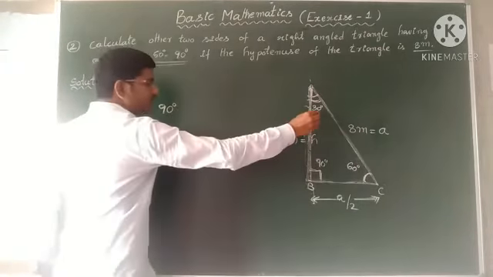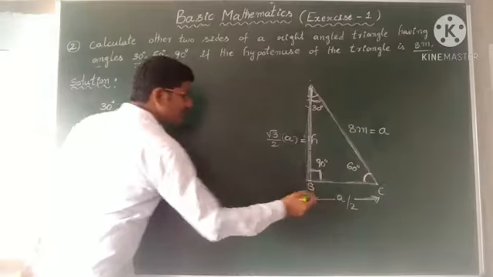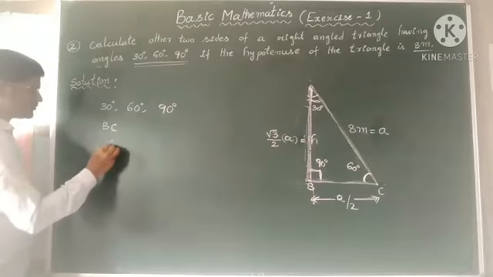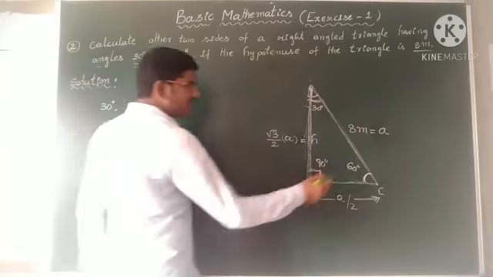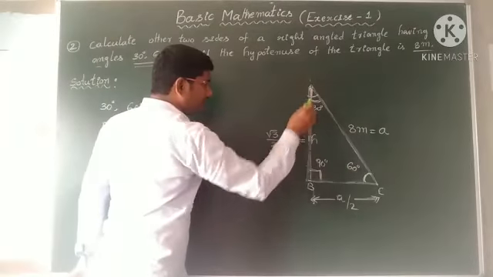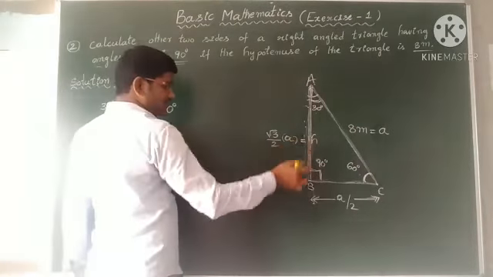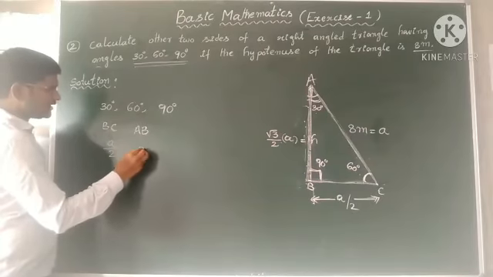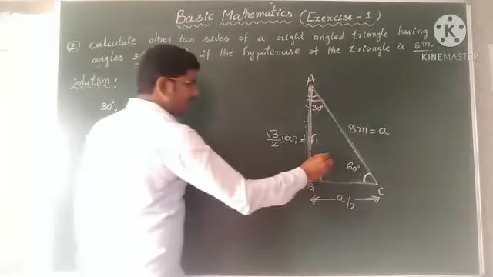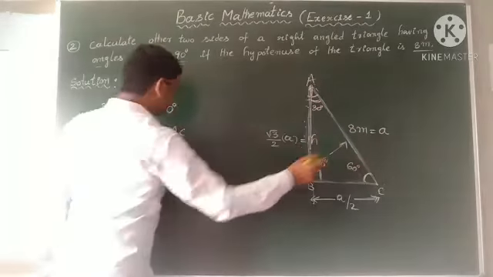Okay students. Now the side opposite to 30 degrees is called BC. The side opposite to 30 degrees, its length is BC. And this BC length is how much students? A by 2. BC length is A by 2. And the side opposite to 60 degrees is H. That H value is equal to root 3 by 2 into A. This is called AB. AB, its length is root 3 by 2 into A. So BC is to AB is to, and the 90 degrees opposite side is AC. So I am writing here AC, its length is 8 meters.